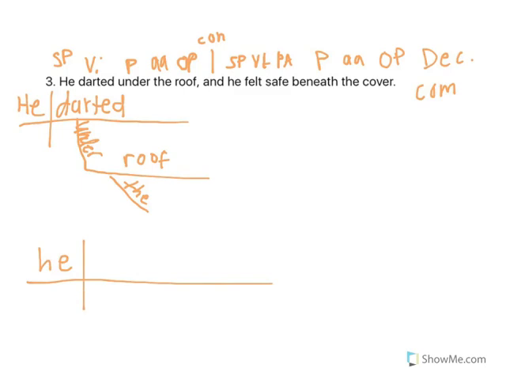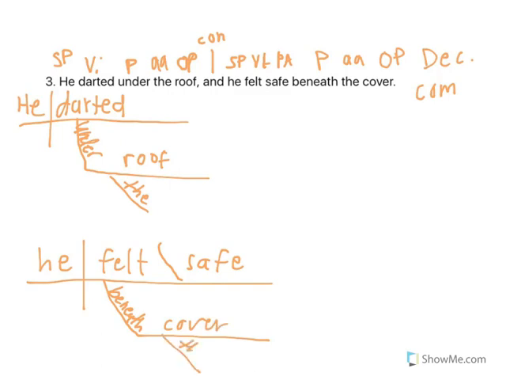So our subject pronoun is he. He felt safe. We're going to diagram that just like we would any other linking verb and predicate adjective. He felt safe beneath the cover. Our prepositional phrase is going to go underneath felt because it is modifying the word felt. That's where he was feeling safe, beneath the cover.